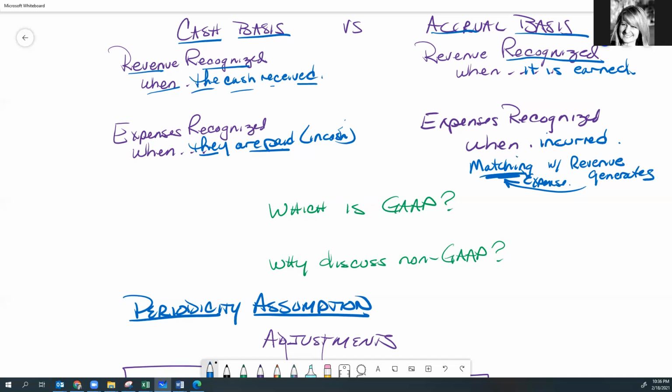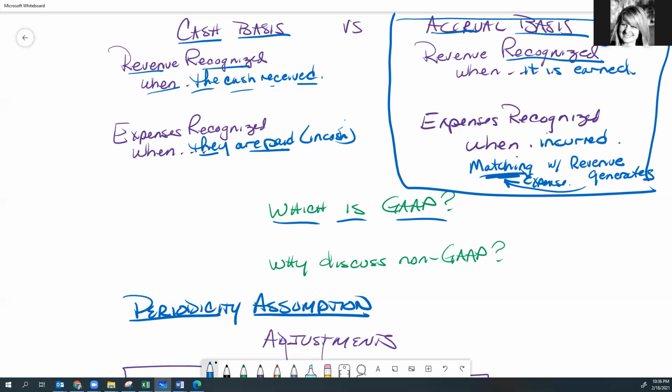So the question is, which of these two methods actually represents GAAP? There is no question at all. You should already be able to answer this for yourself: the accrual basis of accounting is GAAP. The cash basis is not GAAP, and we are learning GAAP in this class. So we are learning the accrual basis of accounting.